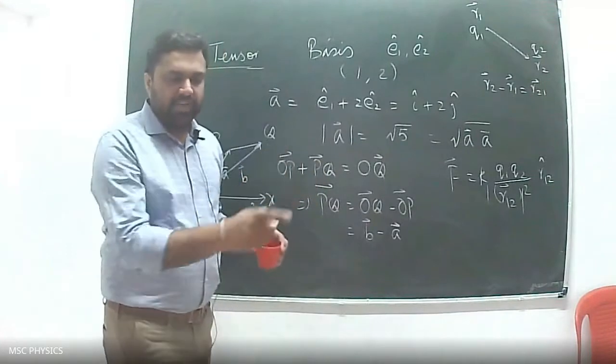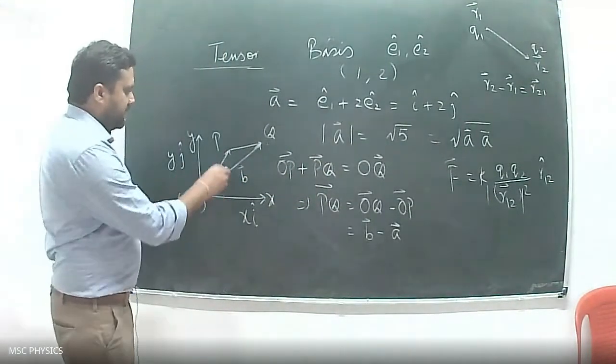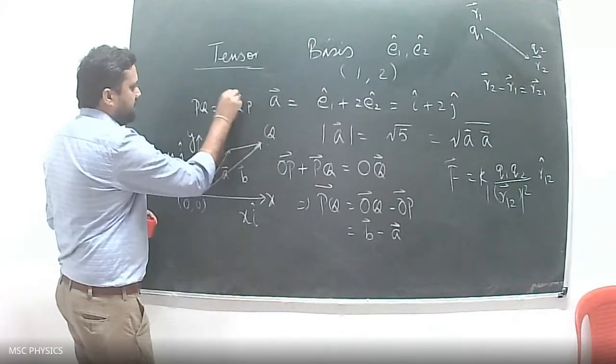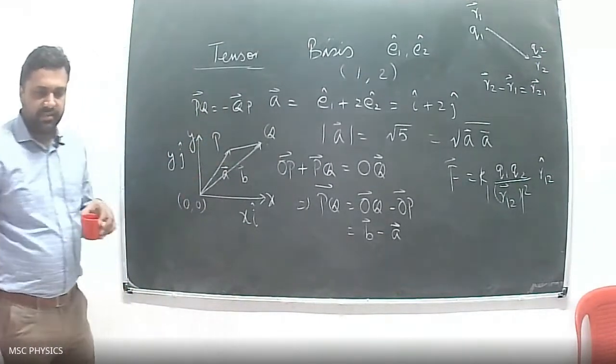Because another force will be equal and opposite. Only the direction will change. It may be that PQ will simply be minus QP. That's it. Magnitude will remain the same. Only the direction will change.